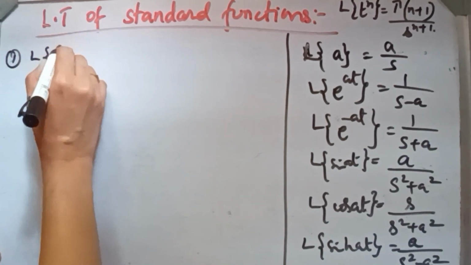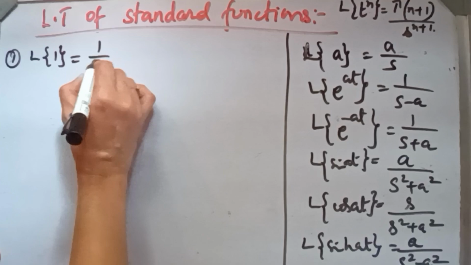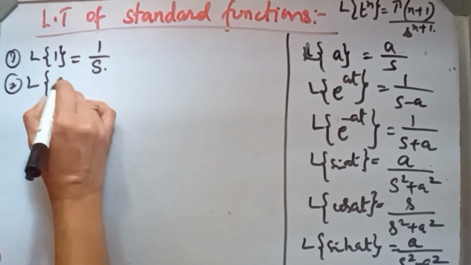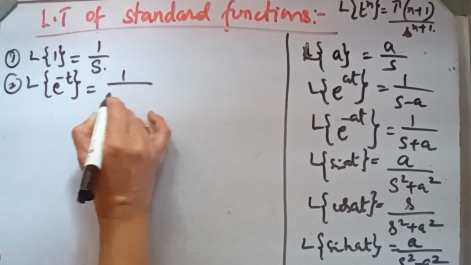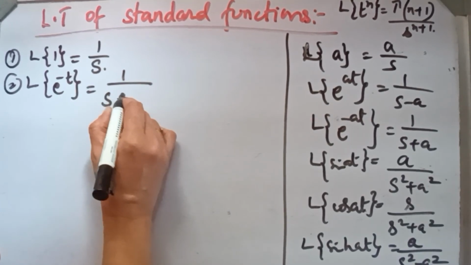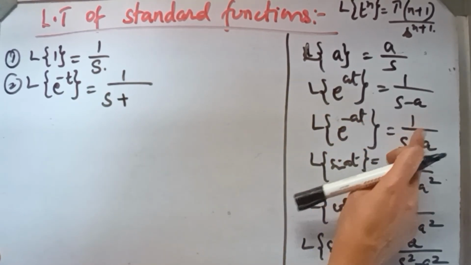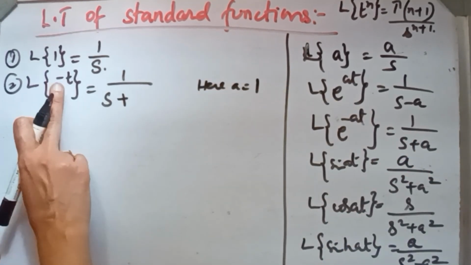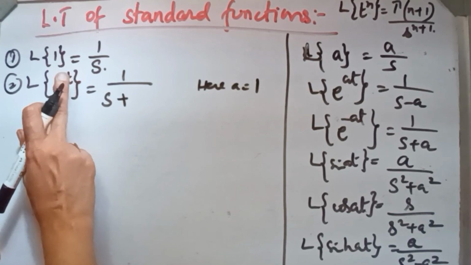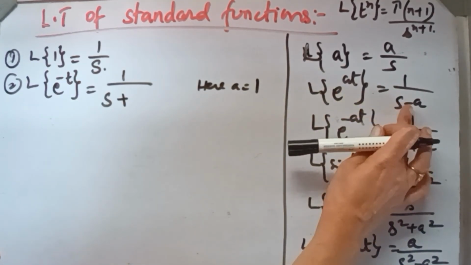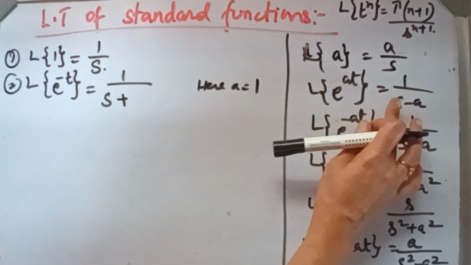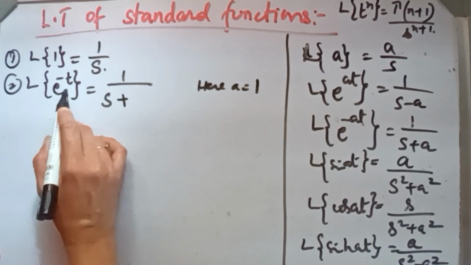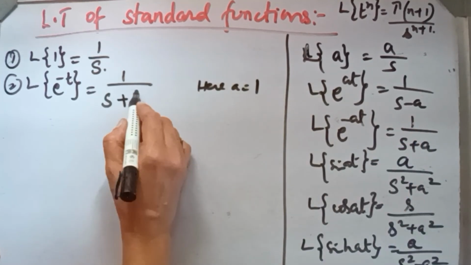Find the Laplace transform of 1. It is 1 by s as per this formula. Then the Laplace transform of e power minus t. This is 1 by s plus a for e power minus at. What is the value of a here? a equal to 1. Don't take a as minus 1. Even if you take a as minus 1, then you apply this formula, 1 by s minus of minus 1 becomes plus 1. So here a equals 1, so e power minus t means 1 by s plus 1.